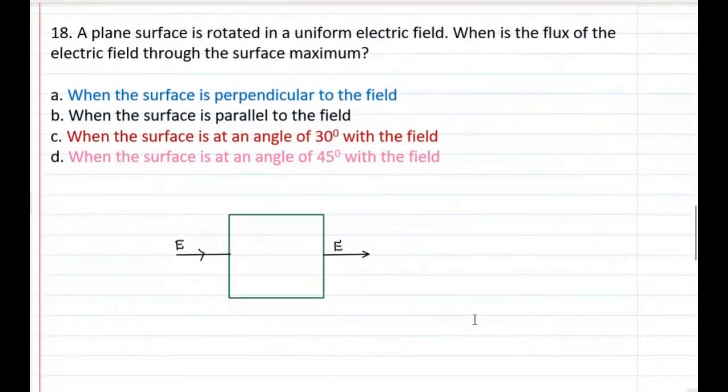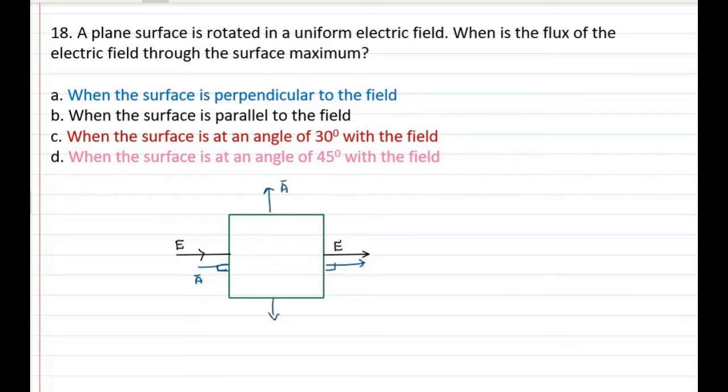Next: a plane surface is rotated in a uniform electric field. When is the flux of the electric field through the surface maximum? So electric field is entering and we have the normal vector, the normal area vector. We have the area vectors perpendicular to the surface.